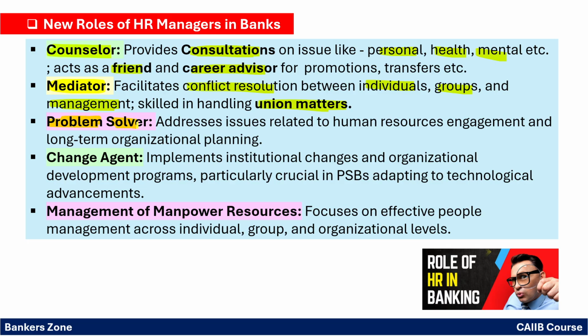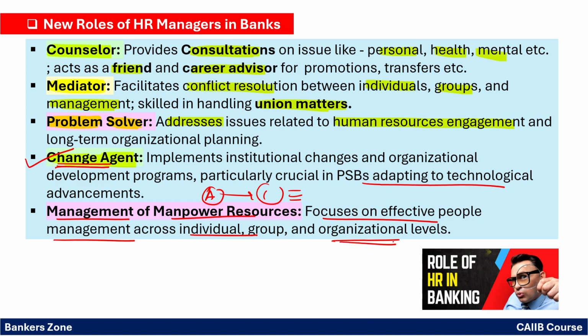Now, problem solver: he should be able to address issues with respect to human resource engagement, right? Like long-term organizational planning, etc. That means if there is any problem, he should be able to solve it. Very simple. Change agent: obviously, HR is the agent of management to implement the changes. That is called change agent. Particularly in public sector banks which are adapting to technological changes, the role of HR is to implement the changes, right? So, what is a change agent? HR is mainly responsible to act as an agent to implement the changes in the organization. He should be able to give proper information to the employees on why these changes are necessary. Now, management of manpower resources is the primary function of HR, right? They should focus on effective people management across the individual, group and organizational levels. Okay, these are the roles.